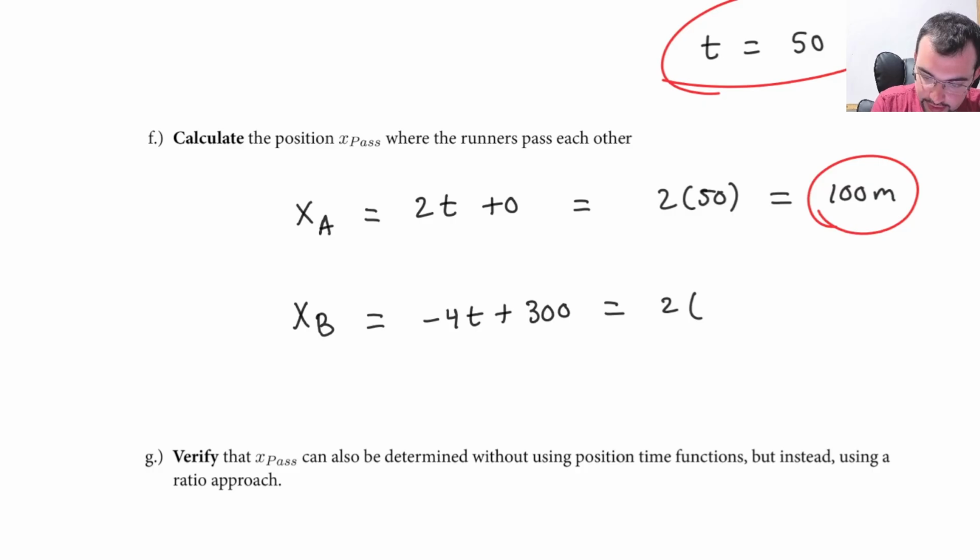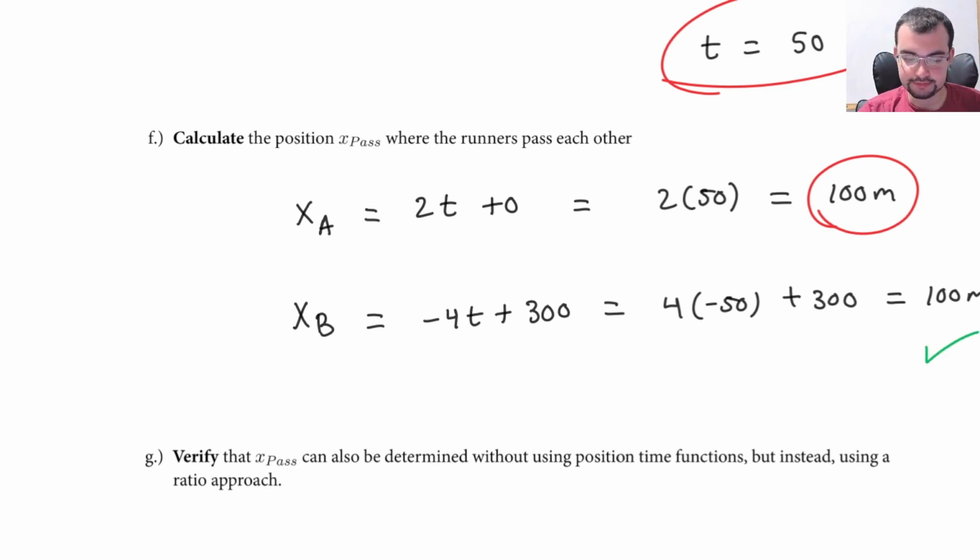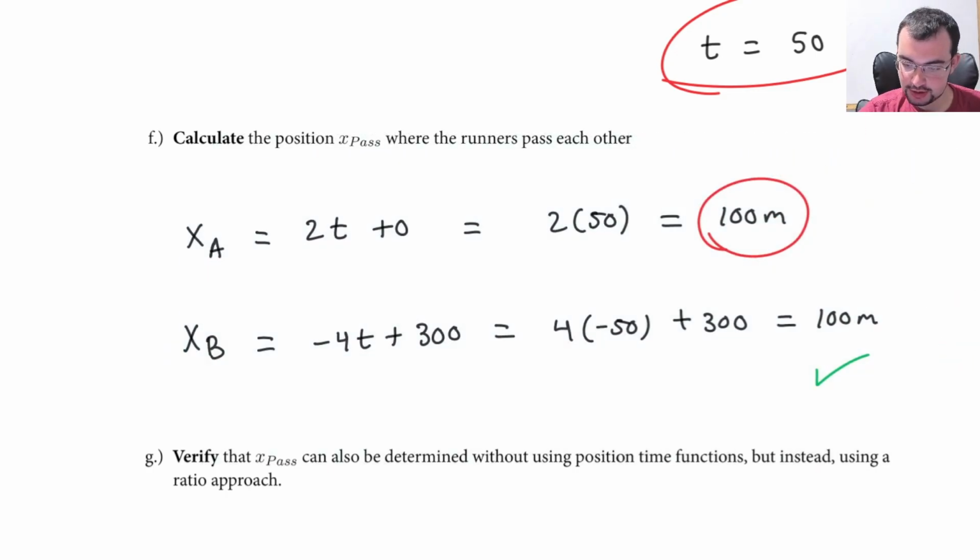So let's check that, if I can write properly. Yep, we do get the same result because negative 4 times 50 is negative 200. Cool. So we checked using both runners that it does work.